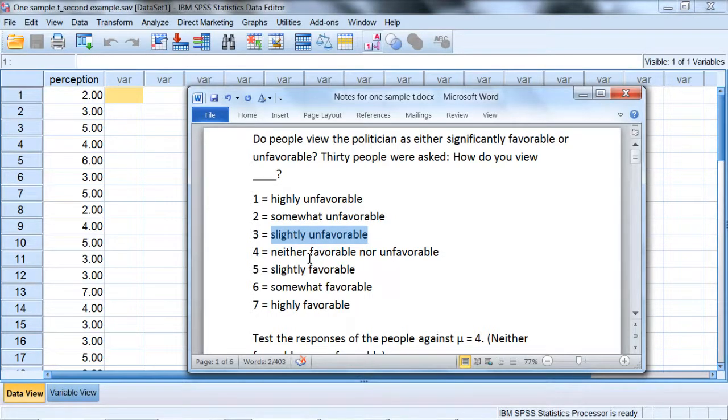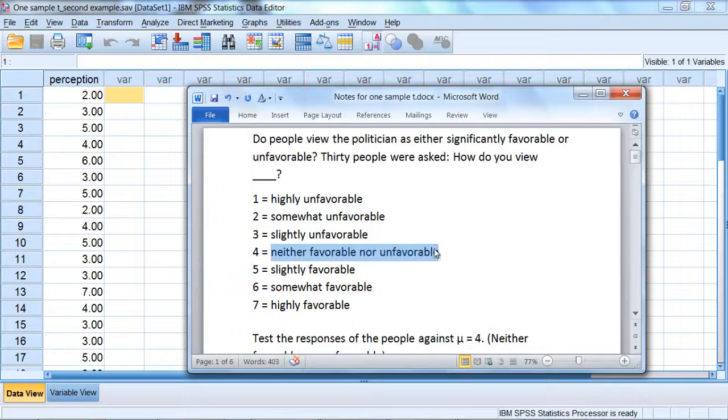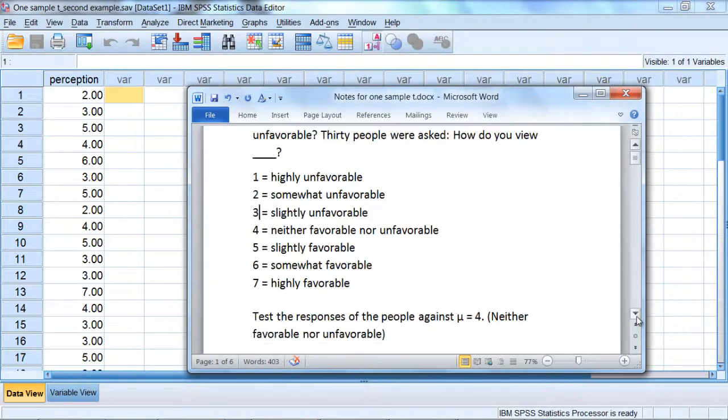Now, what we're going to do in SPSS for the one-sample t-test is, remember, we want to know whether people view the politician as either significantly favorable or significantly unfavorable. A 4 is an answer that indicates they didn't view the politician as either favorable or unfavorable, but it really was a neutral response. So we want to test in SPSS whether the opinions of the 30 people differed significantly from a 4, as a 4 indicates a neutral response. Once again, neither favorable nor unfavorable. So 4 will be our test value in SPSS.